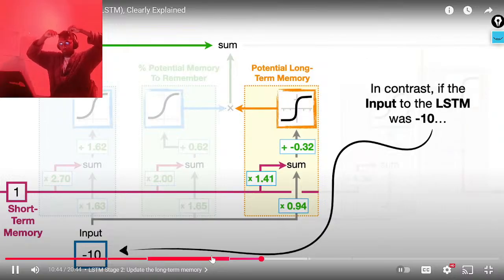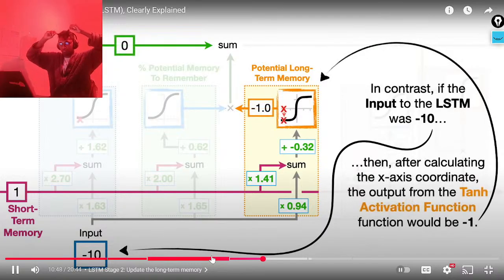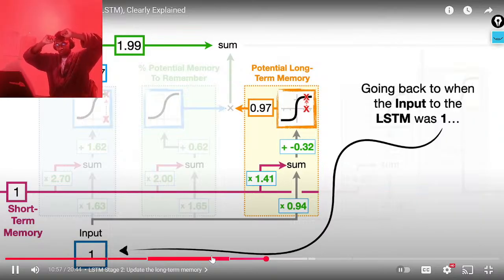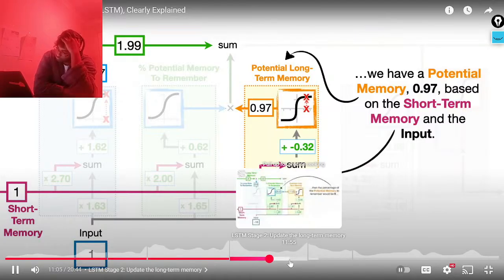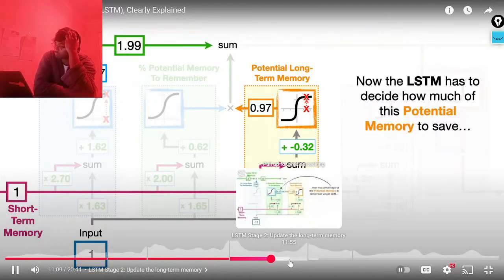In contrast, if the input to the LSTM was -10, then, after calculating the x-axis coordinate, the output from the tanh activation function would be -1. Going back to when the input to the LSTM was 1, we have a potential memory, 0.97, based on the short-term memory and the input. Now the LSTM has to decide how much of this potential memory to save.